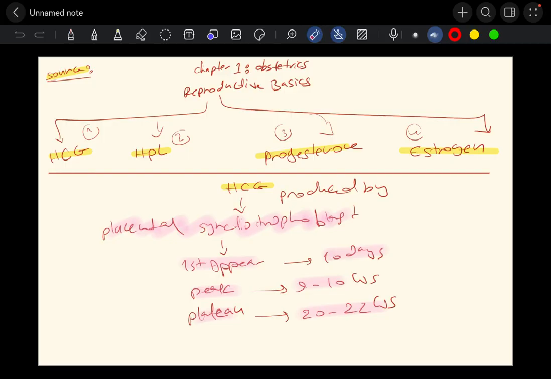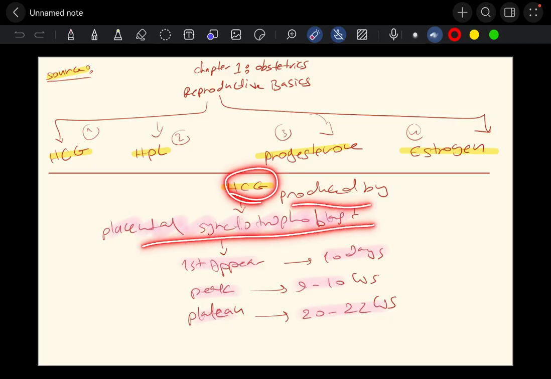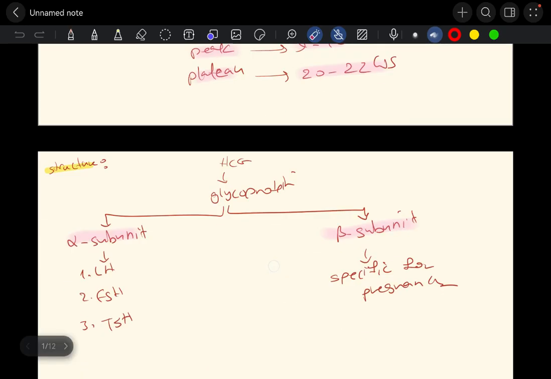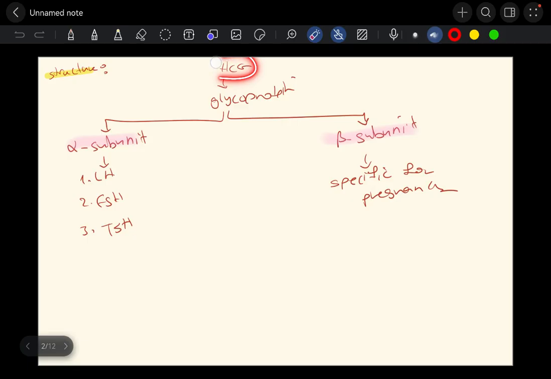Today I'm going to talk about hCG as a source. hCG, human chorionic gonadotropin, is produced by placental syncytiotrophoblast, first appears at 10 days, peaks at 9-10 weeks, and plateaus at 20-22 weeks. As a structure, it's a glycoprotein with two subunits, an alpha subunit and a beta subunit.